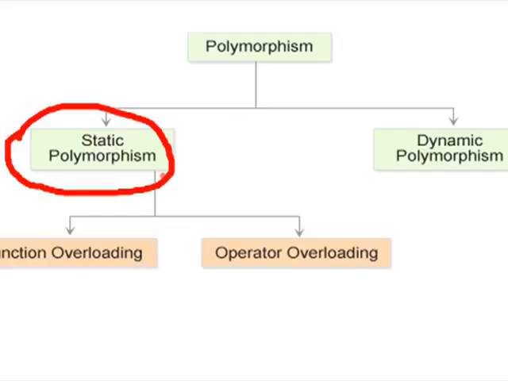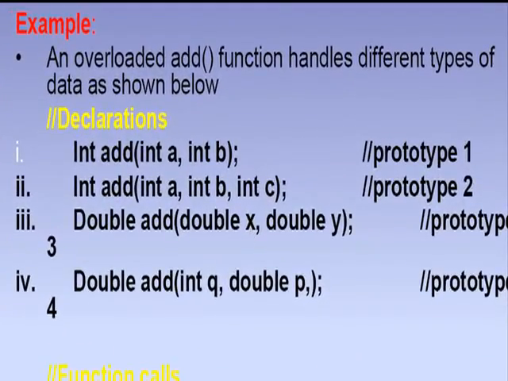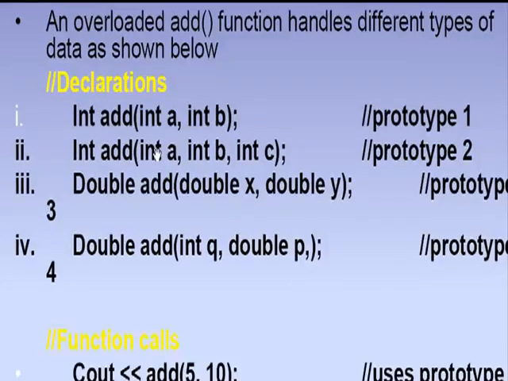What does that mean? For example, we have function overloading. You should be knowing what function overloading is. Okay, here I got my better example of function overloading. So here we have the add function, which is overloaded, and it handles different types of data. Now if you can see the add function, this is the add, again the add function, again the add, again the add, same name, add, four different functions.